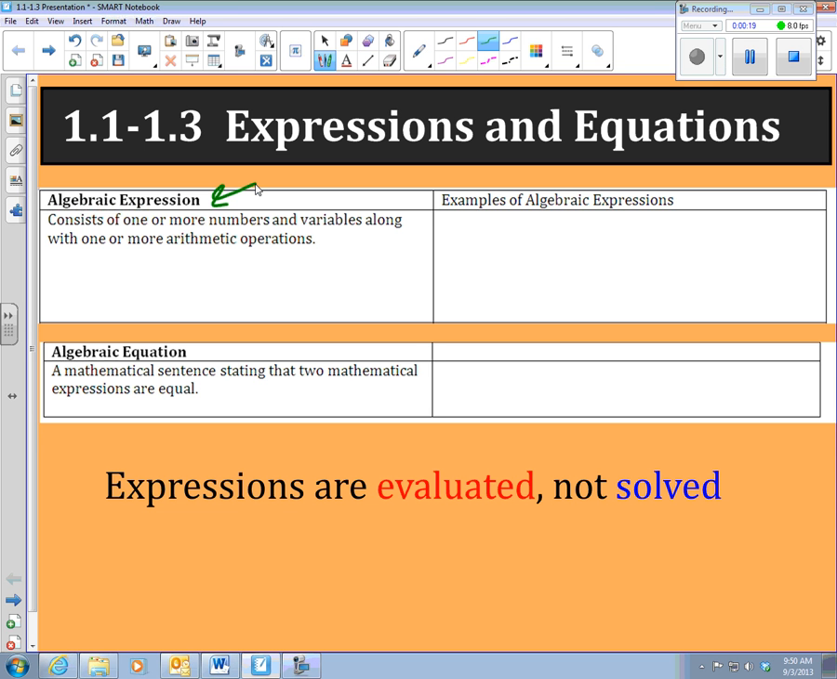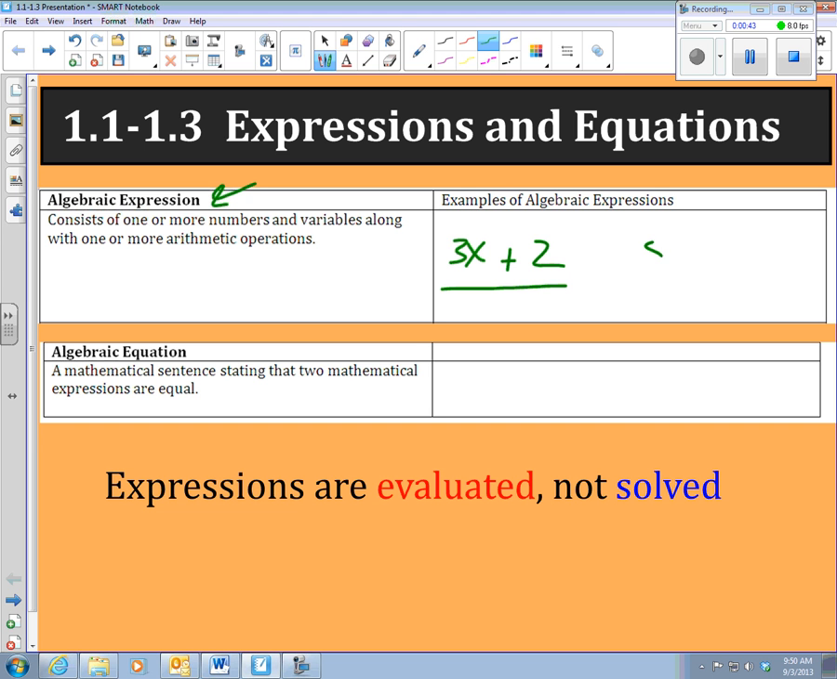Algebraic expressions consist of one or more numbers and variables along with one or more arithmetic operations. So real simply, here's a variable term: 3x plus 2. That's an example of an algebraic expression, because it has an operation, addition, has a variable x, or your variable term 3x, and then just a number, 2.